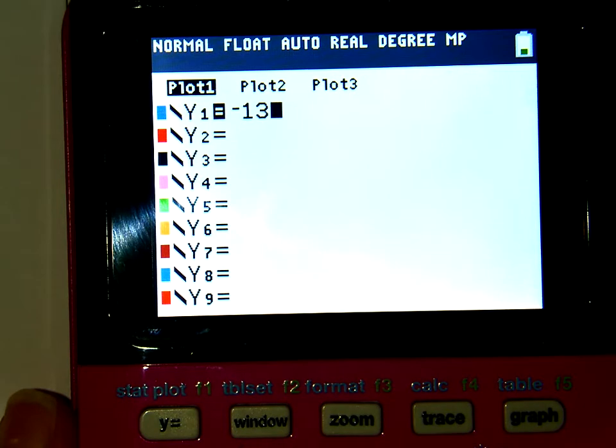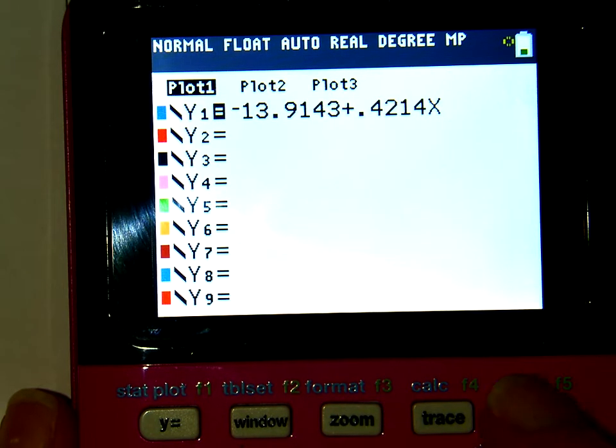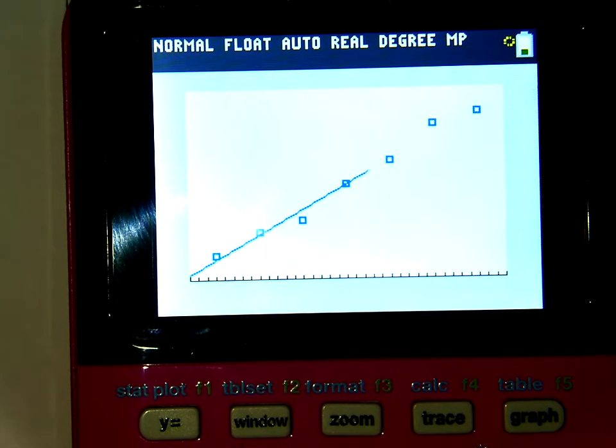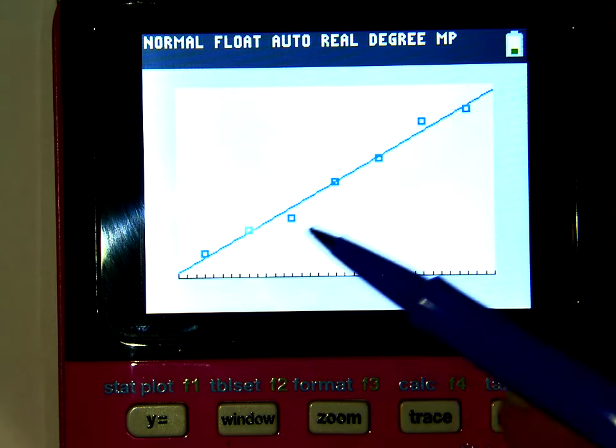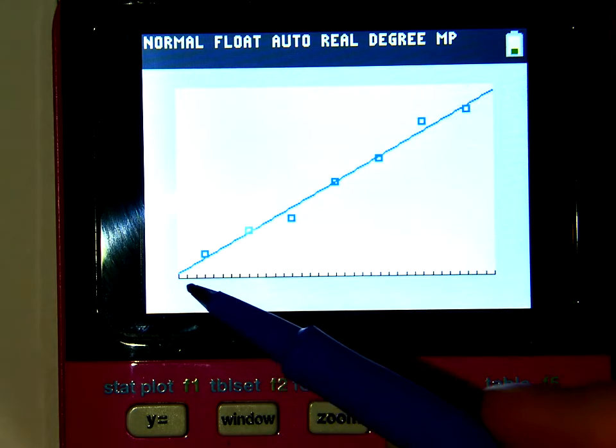So negative 13.9143 plus 0.4214x, and we graph. Yeah, I feel like we have picked the right model here. This makes me feel good about our decision.